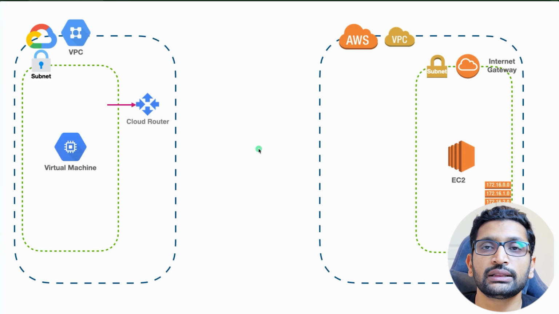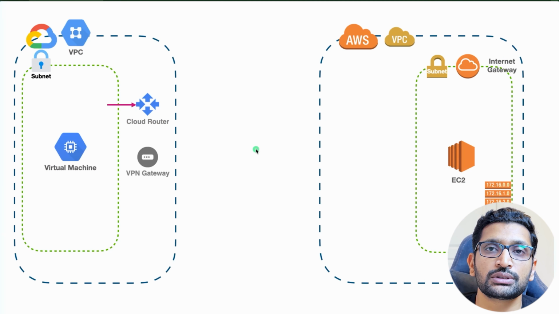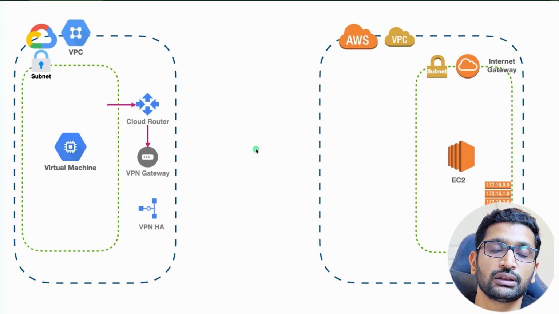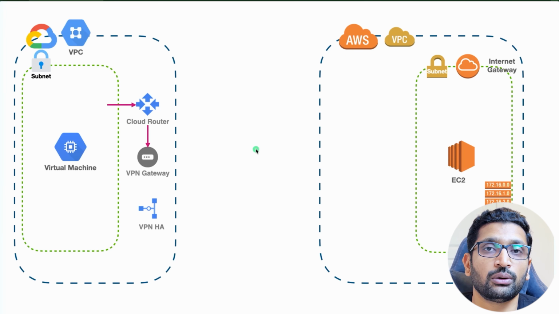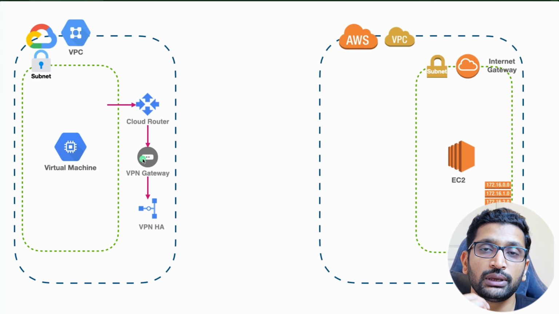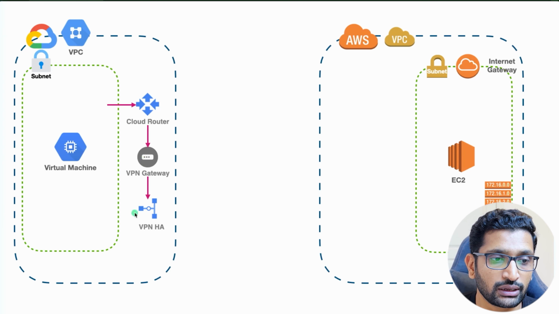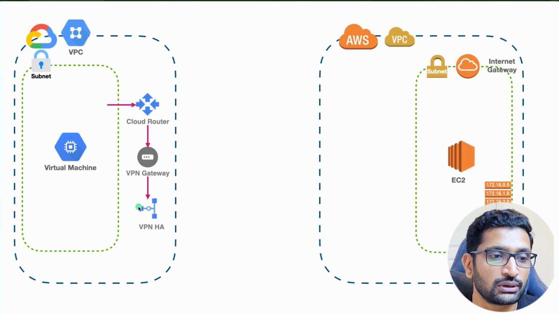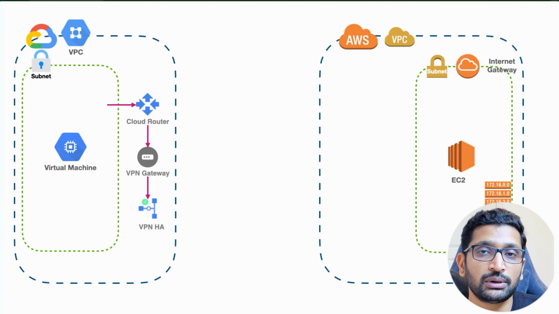Alright, so now after setting up the cloud router, the next thing we need to set up is the VPN gateway, as well as the high availability VPN on Google Cloud. The VPN gateway we are going to set up a little later because that will be an intermediate step when we are setting up this high availability VPN on Google Cloud. So let's first set up the high availability VPN on Google Cloud, and then we will set up the VPN gateway, which will be the next step.